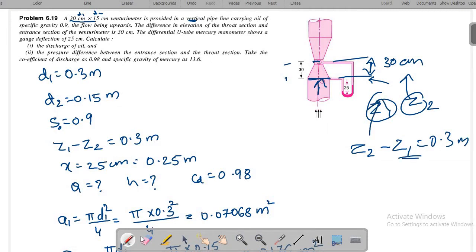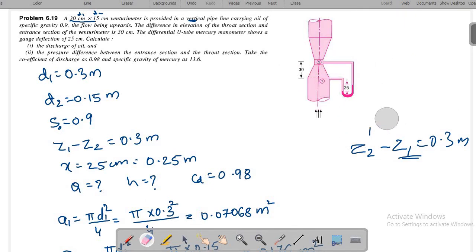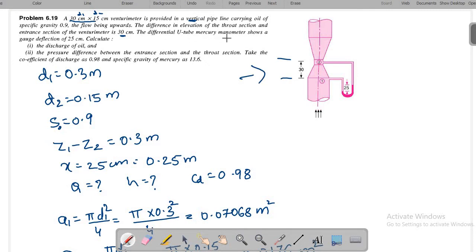Okay, so whilst reading the problem you should understand what kind of data they have given, where it can be used, or what is the purpose of it. If you know that, then you are having a good idea about this problem. Okay, so that difference is 30 centimeter, which is indicated. You can refer to this diagram also. The differential U-tube manometer or the mercuric manometer has gauge deflection of 25 centimeter. Yeah, this you can see the difference in mercury level, which is 25 centimeter. Again, this is a manometric reading, that I will note as X value 25 centimeter. Okay, it is of mercury.